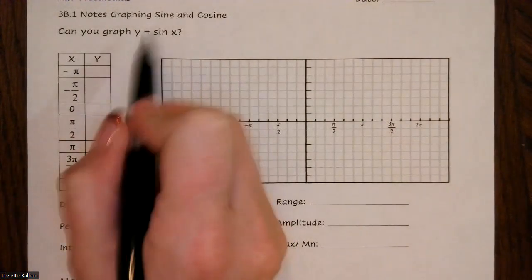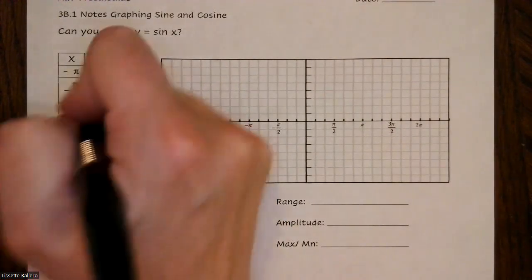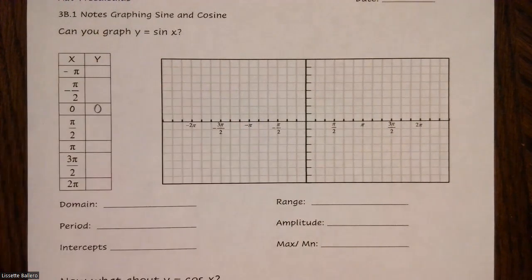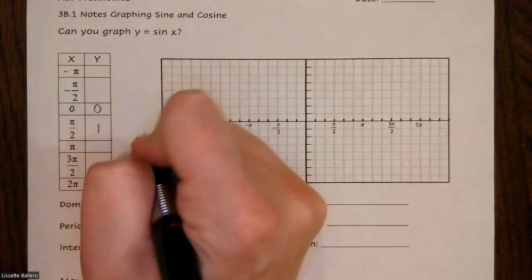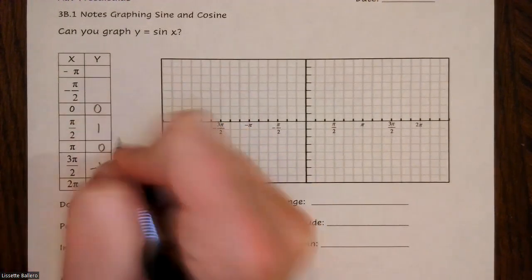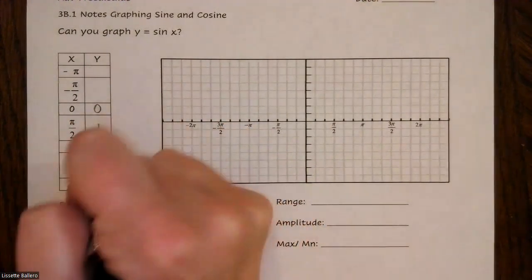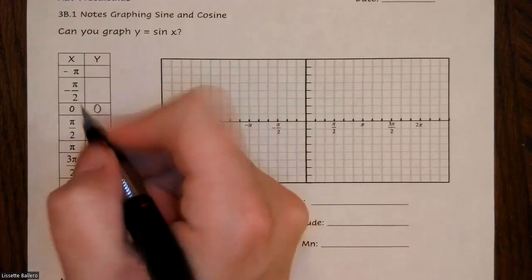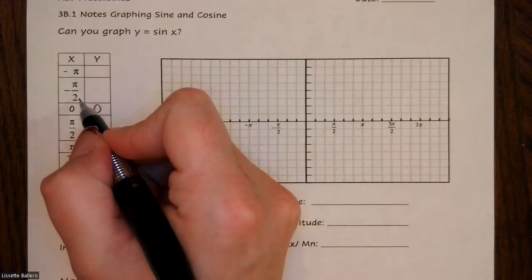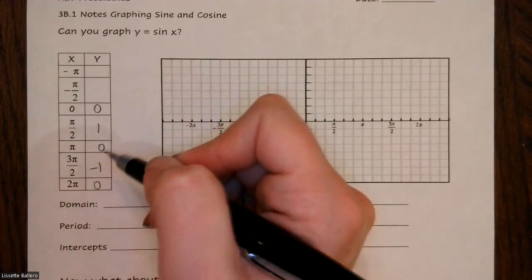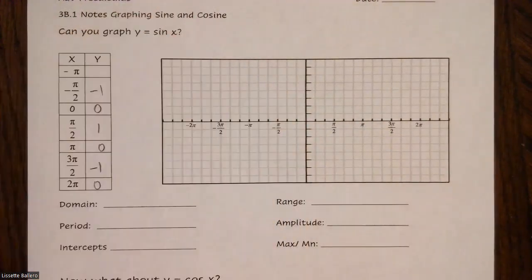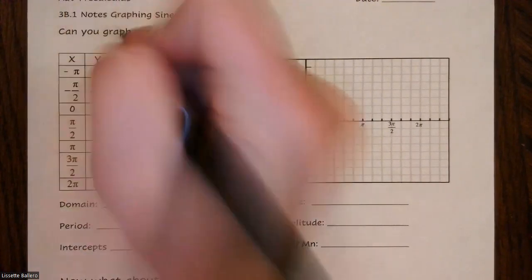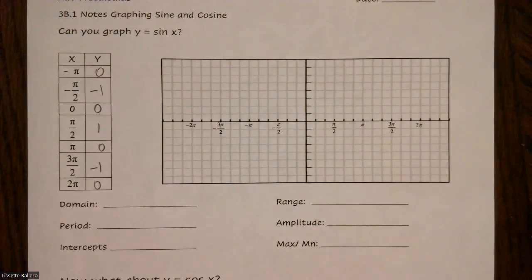Our sine graph, remember, those are the y values on the unit circle. So 0 is 0. At pi over 2, it is 1. Pi is 0. 3 pi over 2 is -1, and 2 pi is 0. Now, if we went negative pi over 2, that's the same thing as that 270, or this 3 pi over 2, so that's going to be -1, and negative pi would be 0 again. So now we've got some good points.